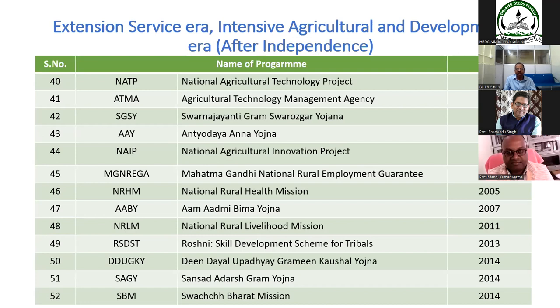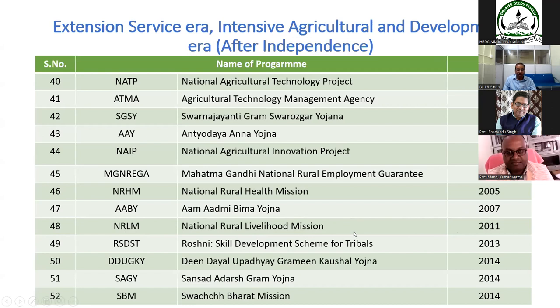Then the Mahatma Gandhi National Rural Employment Guarantee Scheme, then the National Rural Health Mission started in 2005. Then the Aam Aadmi Bima Yojana started in 2007. These days, the Modi government gives this Bima for 12 rupees for 1 year, for 1 lakh. Then we started the National Rural Livelihood Mission, NRLM. That is a very huge program.